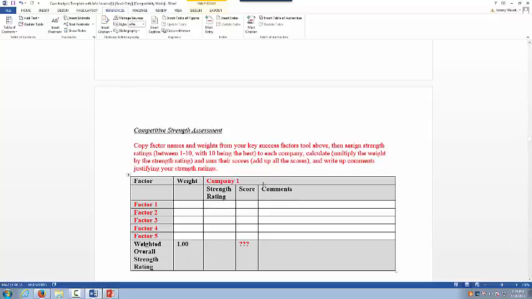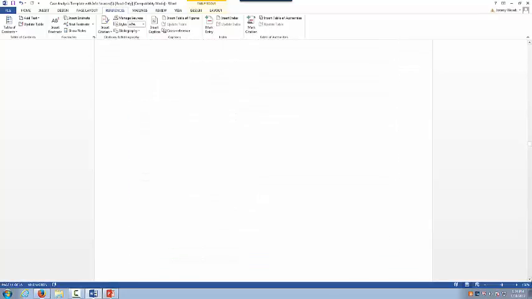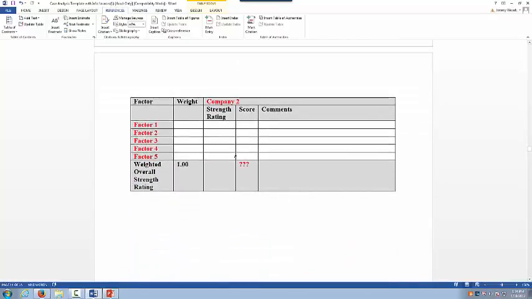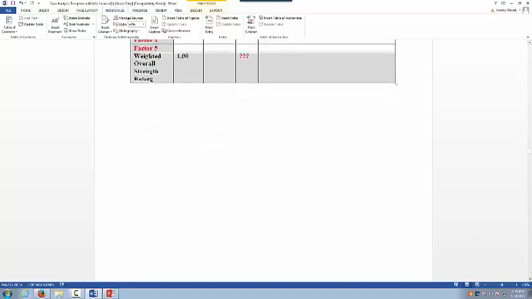You're going to do that for the focal company, and then you're going to do the same thing for one of that company's main competitors. So if we were looking at Google, perhaps you would do the assessment on Google, and then you do the same assessment on Microsoft to compare the two. Scrolling down some more.